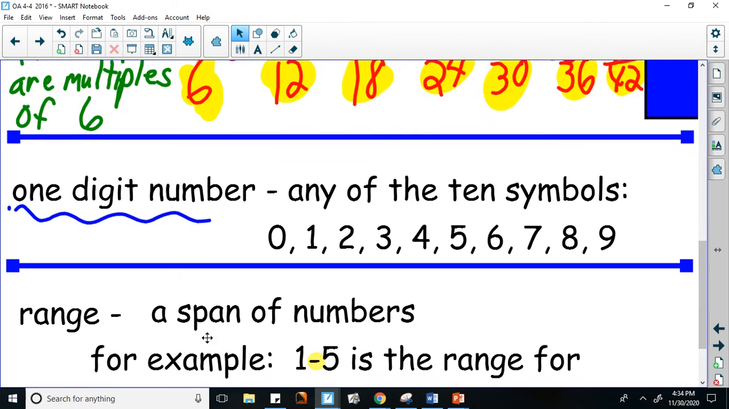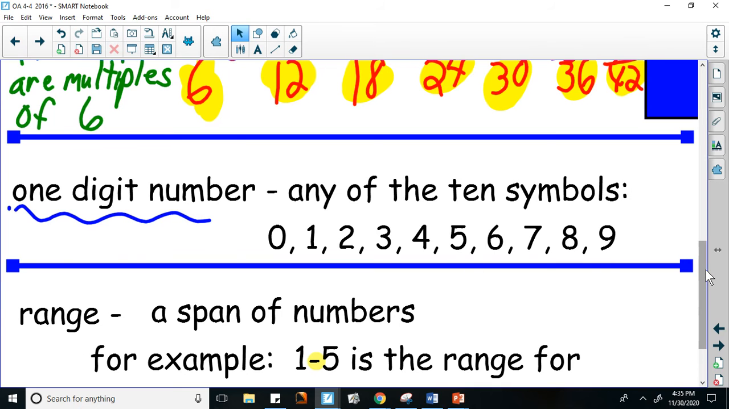In the standard, it also talks about a one-digit number. A one-digit number is any of the 10 symbols: 0, 1, 2, 3, 4, 5, 6, 7, 8, and 9. 10 is not a one-digit number because there's actually 2 digits in a 10, a 1 and then a 0.